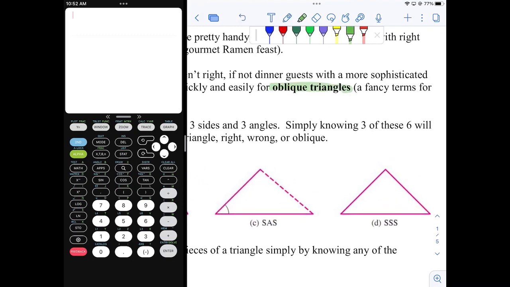Now, you have other classifications of triangles too, like scalene triangles. You remember what a scalene triangle was? All three sides are different lengths. That's a scalene triangle. An isosceles triangle means two sides are the same. Those are both types of oblique triangles.